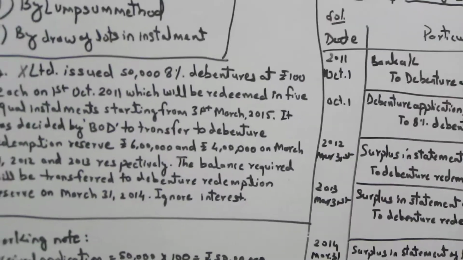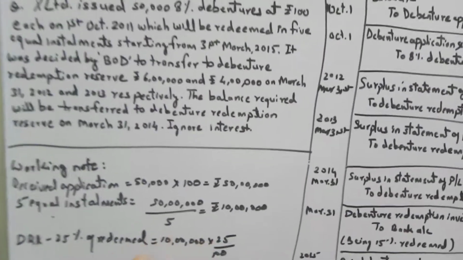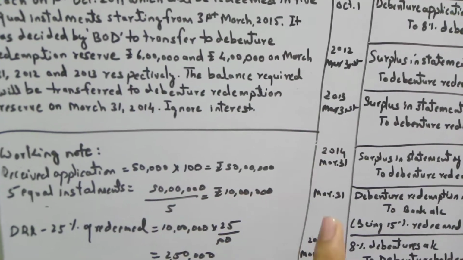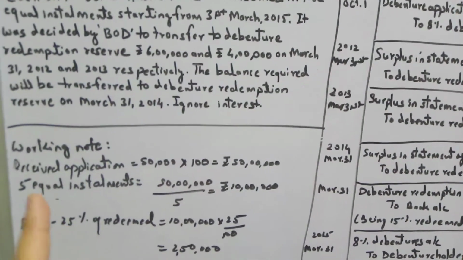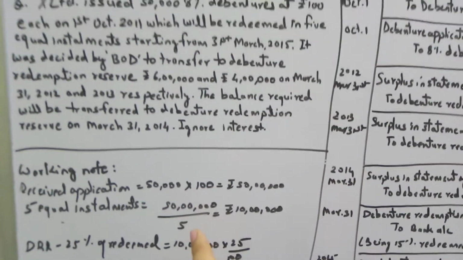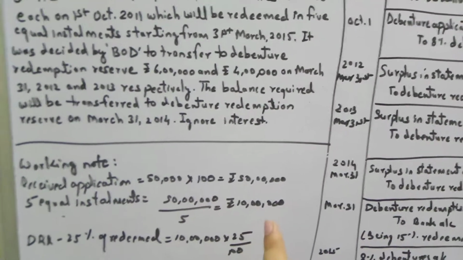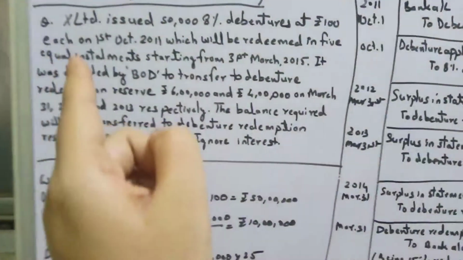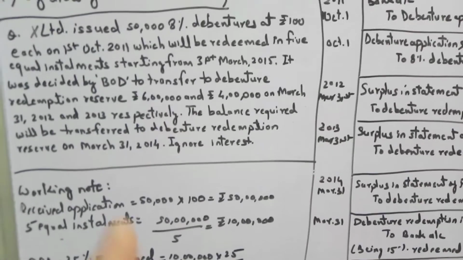As you can see in the question, 50,000 debentures with nominal value 100. So the amount received on application is 50,000 multiplied by 100, which gives you 50 lakhs. Now this amount has to be paid in 5 equal installments. So how to calculate 5 equal installments? Whatever the amount we have received, we will divide it by 5, because we have to calculate 5 equal installments. So 10 lakhs. 10 lakhs is the amount which we have to pay every year, and these equal installments have to start from 31st March. So our first repayment of 10 lakhs is on 31st March.